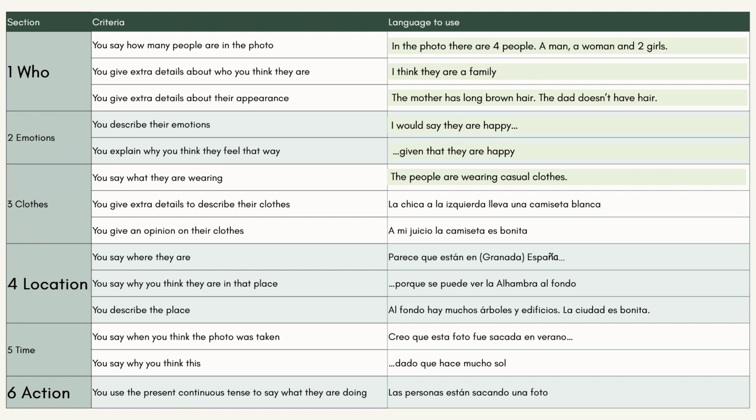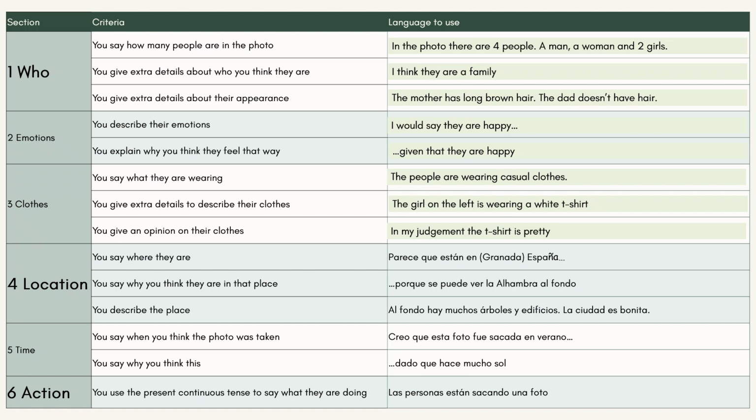And then in the sentence underneath here, I have gone into more detail. La chica a la izquierda lleva una camiseta blanca. Great. The girl on the left is wearing a white t-shirt, but if I couldn't think of the word, I could just say, la chica a la izquierda lleva ropa blanca. So learning the phrase ropa de calle, which means casual clothes, is just covering me for when I see a picture and I don't know how to describe the clothes. A mi juicio, la camiseta es bonita. In my judgment, the t-shirt is pretty.